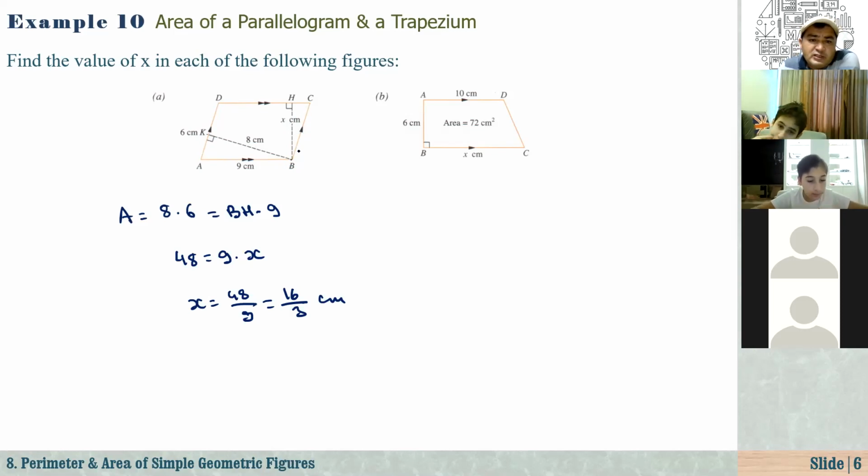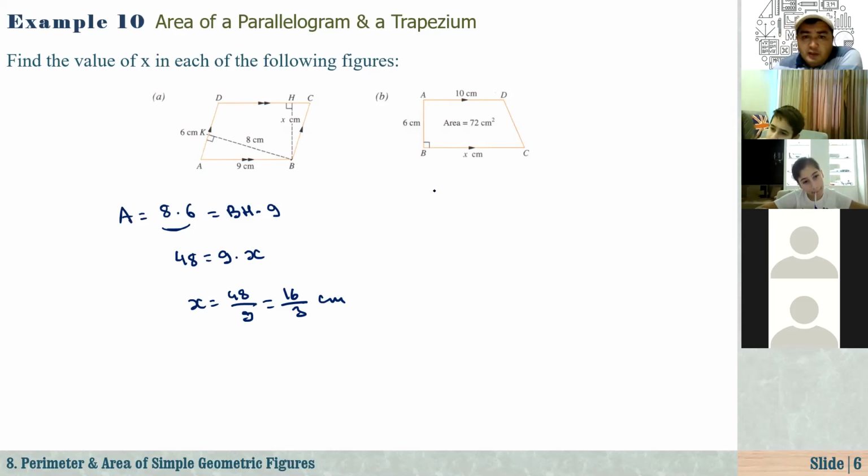BH is the shortest distance between DC and AB, and BK is the shortest distance between AD and BC. Where did you get 48 from? 8 times 6. Is 8 times 6 48? Yes, it is. He's just asking where you got it from: 8 is the height, 6 is the base, multiplied together. Ah, okay.